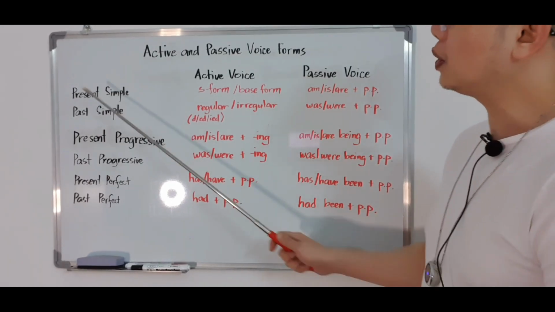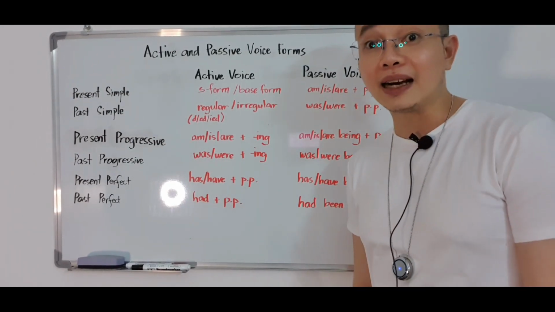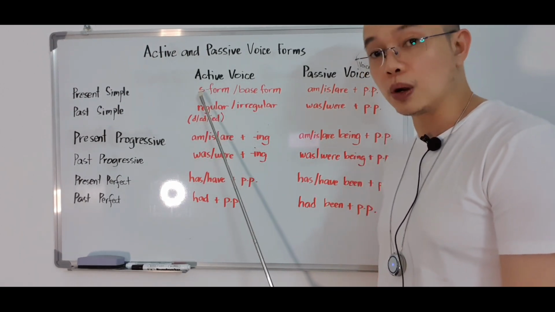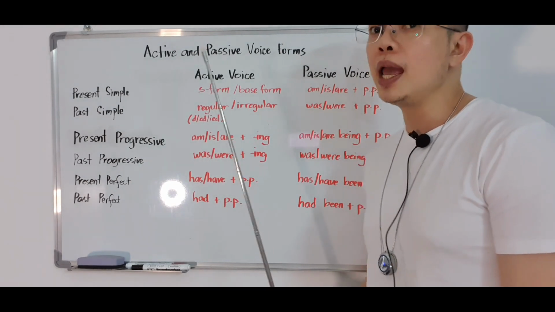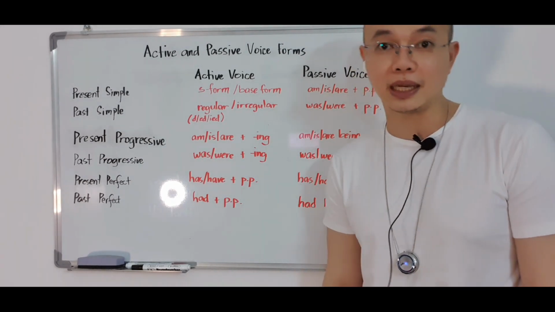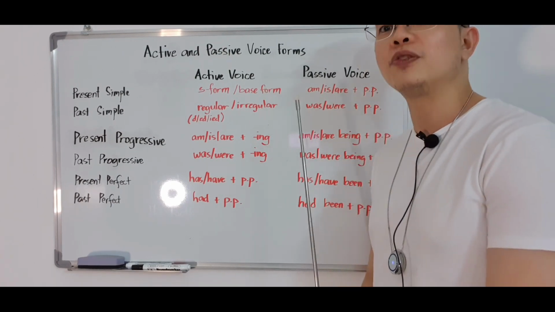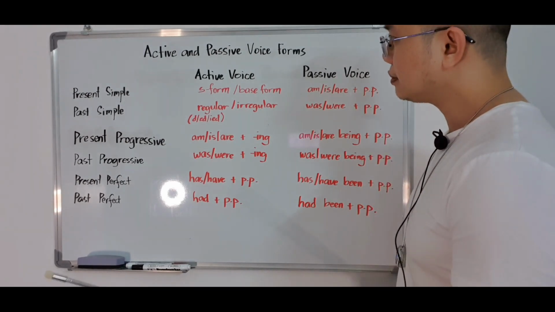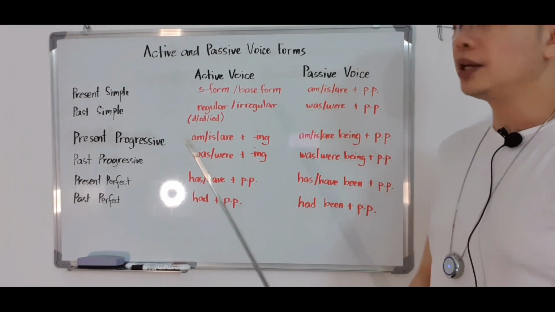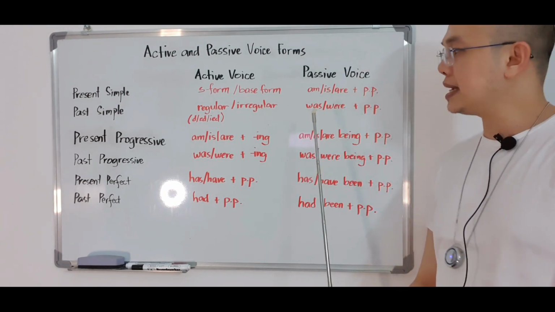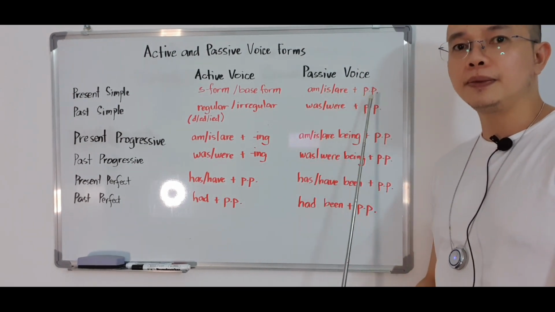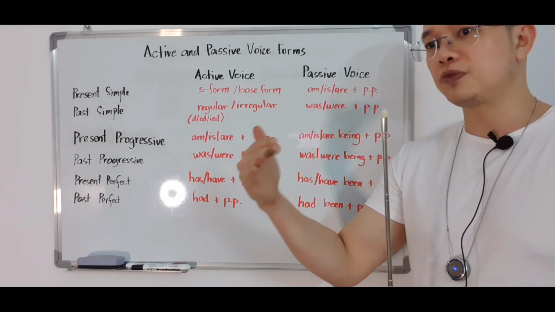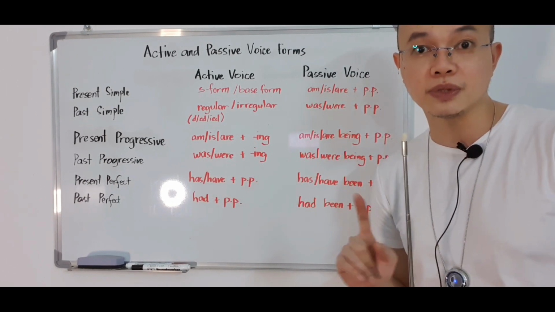All right, now in the present simple, you will have either the S form or the base form. You will have the S form if the subject is singular, and you will use the base form if the subject is plural. I also have another video for present simple. All right, now in the passive voice, you will have am, is, are, and then PP. All right, PP is the past participle form, or the third form of the three basic forms of the verbs.